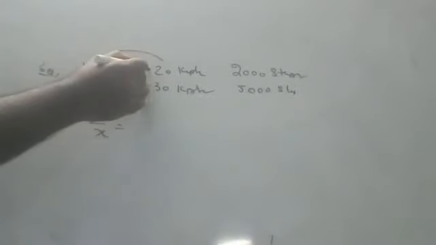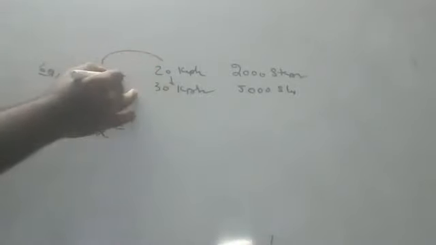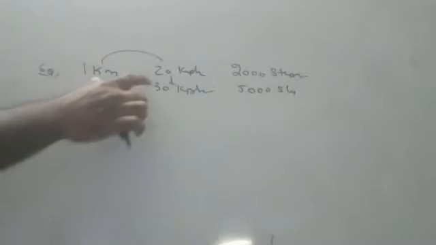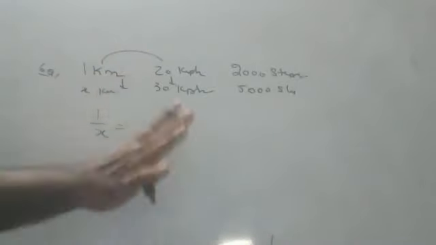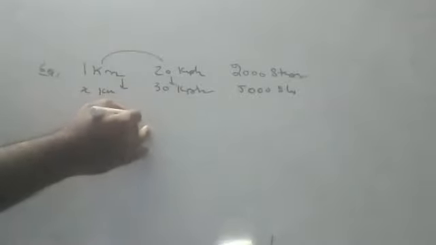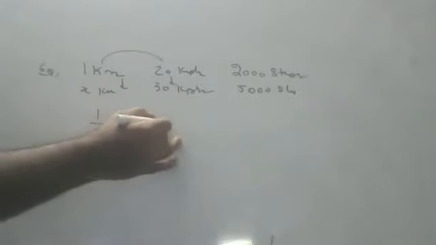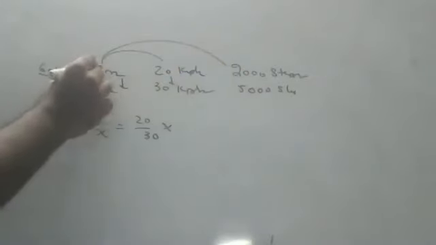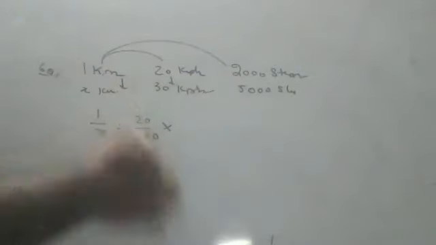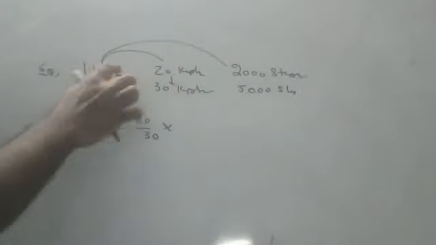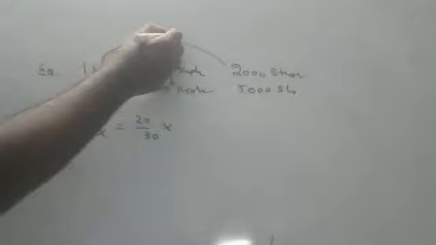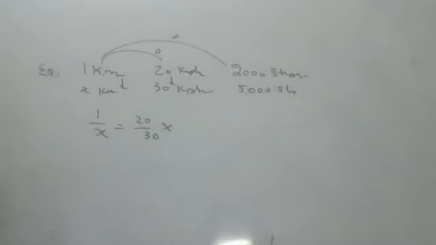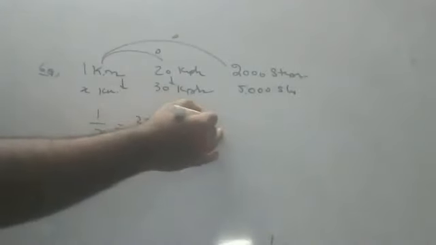Children, if speed is increasing, distance also increases. Simple logic. So directly proportional: 20 by 30. Now steps. For 2000 steps he goes 1 kilometer; for 5000 steps, definitely he will go more distance. If this is increasing, this also increases. So both are directly proportional. Such types of variations are called joint variations. 2000 by 5000.